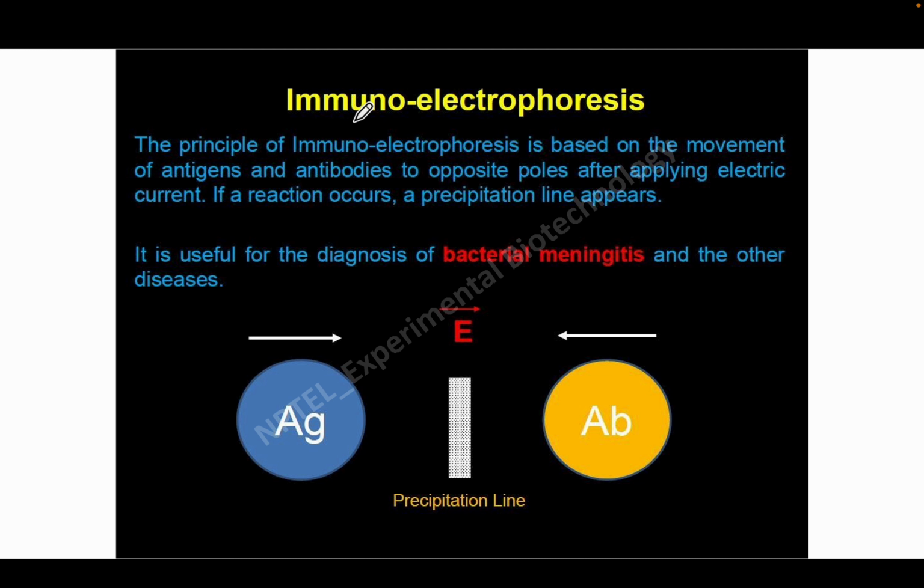Now we will discuss immunoelectrophoresis. The principle of immunoelectrophoresis is based on the movement of antigen and antibodies to opposite poles after applying an electric field. If a reaction occurs, you will observe a precipitated line. It is useful for the diagnosis of bacterial meningitis and other diseases. This is antigen moving in this direction and antibodies moving in this direction, and you will have this precipitation line when antigen binds to antibody.